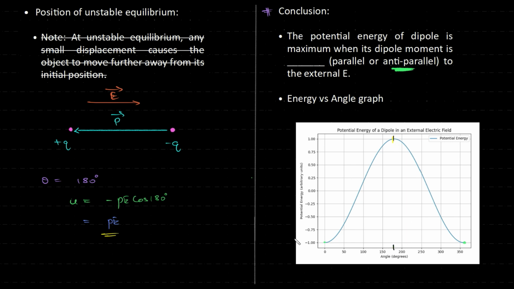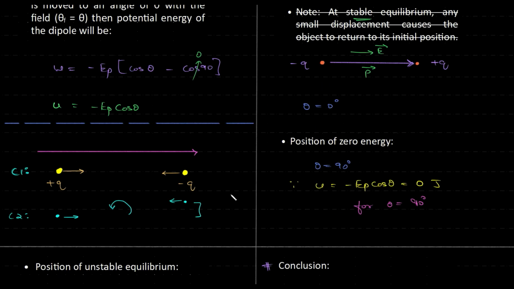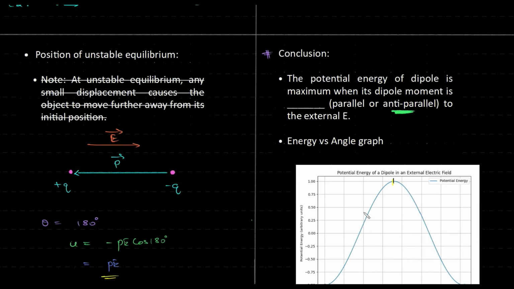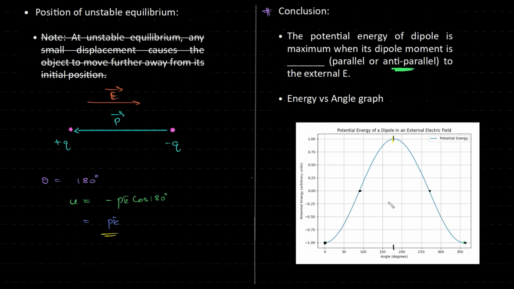So this is the point of maximum. These two are the points of minimum, so 0 and 360 degrees. So basically it's this. 90 degrees is over here, right? And 270 will be somewhere over here. Correct. Okay, so this is the right graph.